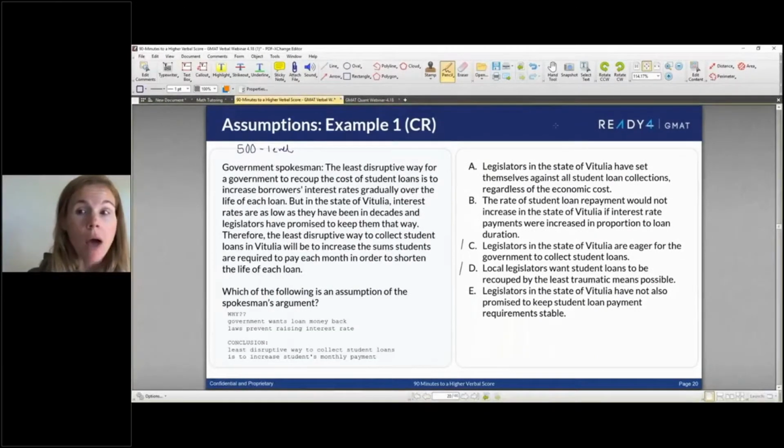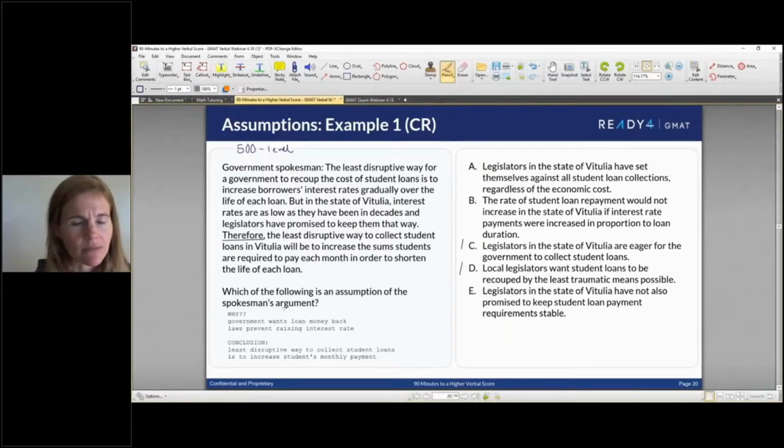So what I've written up here is I went through the passage and I picked out the conclusion. The conclusion here has one of our key words. It has the word therefore in it. So that makes it a little easier to identify. It's also at the end. So the conclusion the author's coming to here is that the least disruptive way to collect student loans is to increase the student's monthly payment. So then I went back and I said, why does the author think that?